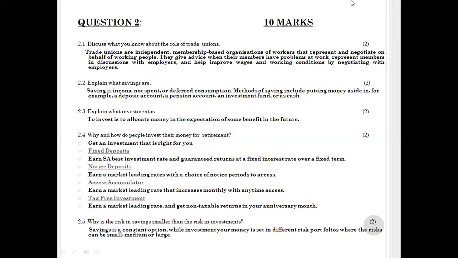Savings is when you set a certain amount aside. Okay, you don't touch it. But investment is where you put your money in different risk profiles. And it can be small, medium, or large.